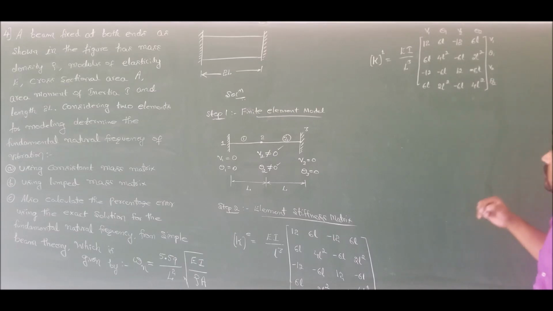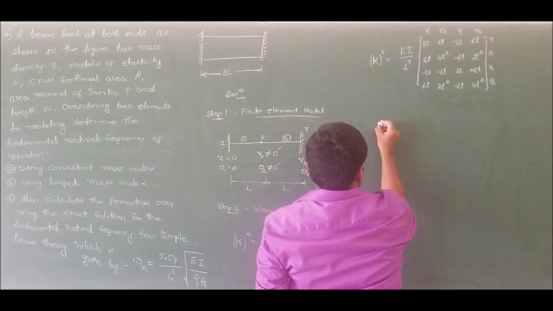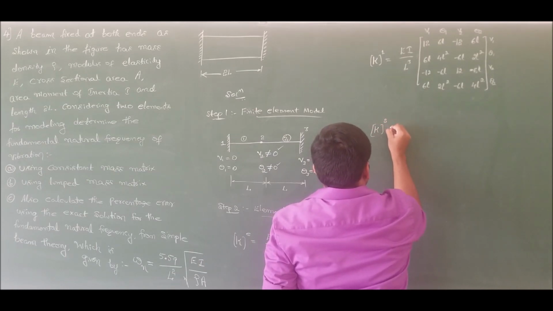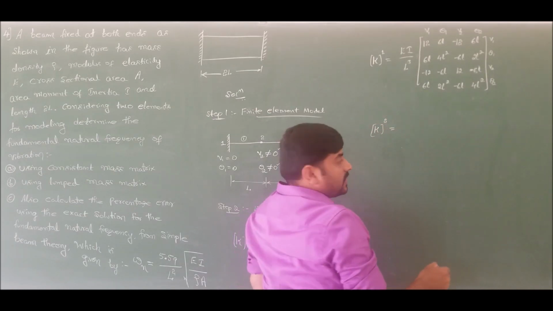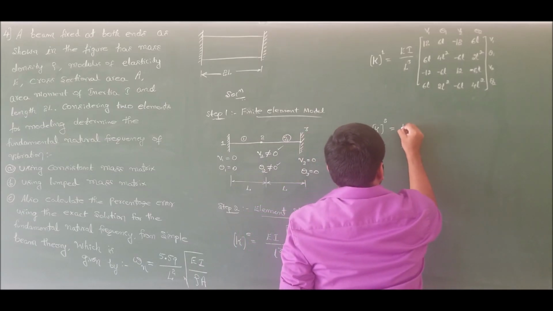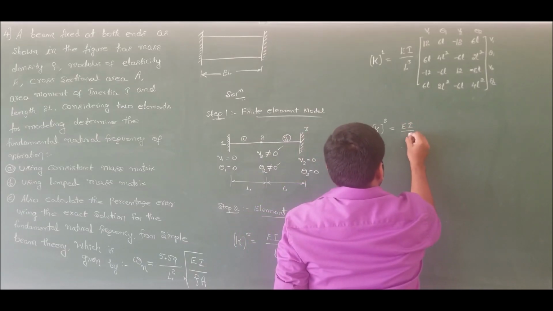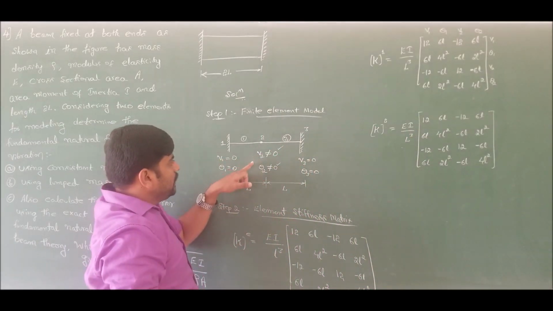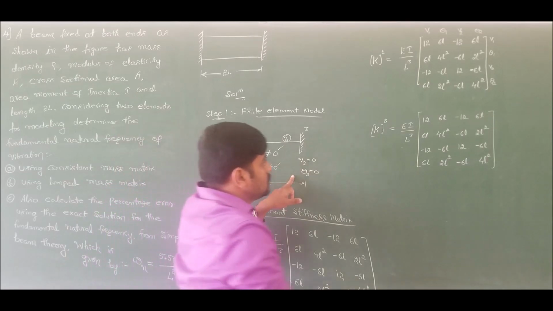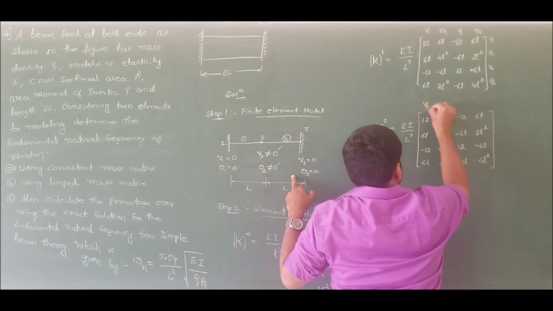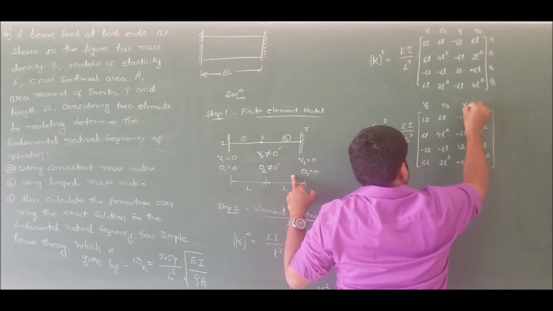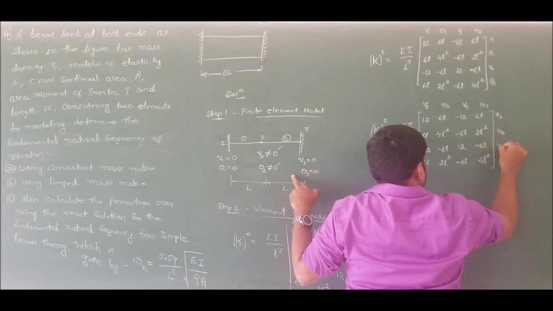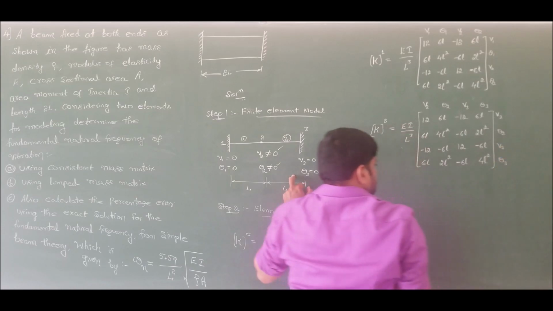Similarly for element 2, if I write, I will get the same expression, but the nodal variables are different. That is, K of element 2 is also equal to EI by L cube. The nodal variables for element 2 are V2 theta 2 and V3 theta 3. So if I mark that, I will get V2 theta 2, V3 theta 3 along the columns and V2 theta 2, V3 theta 3 along the rows.